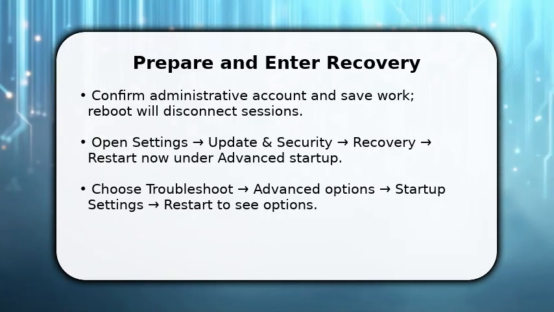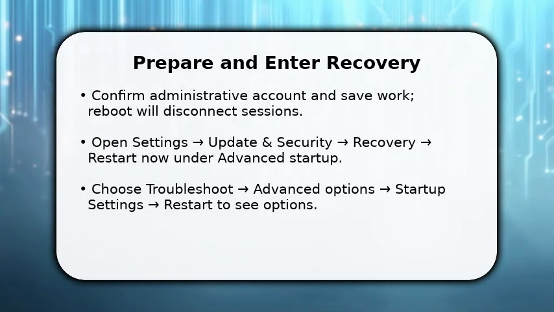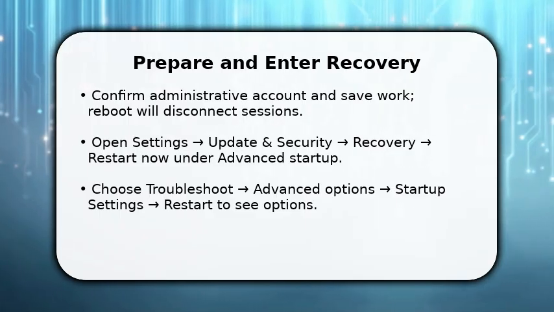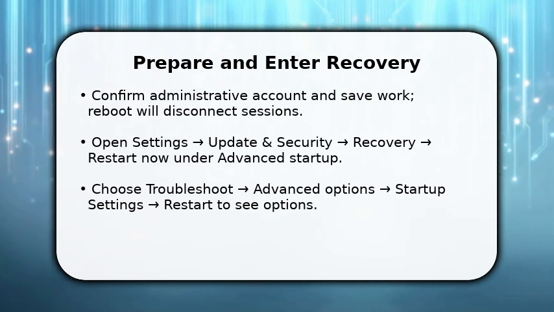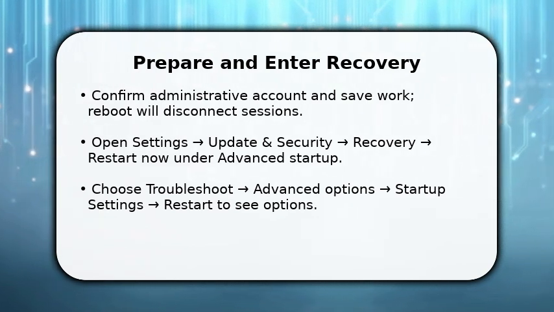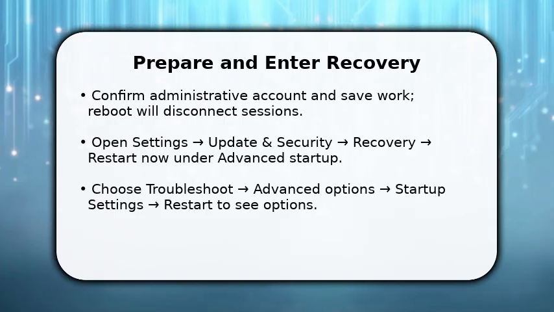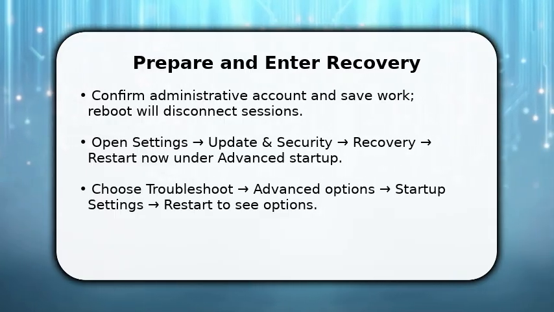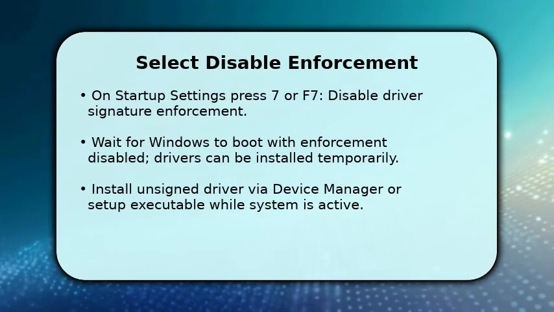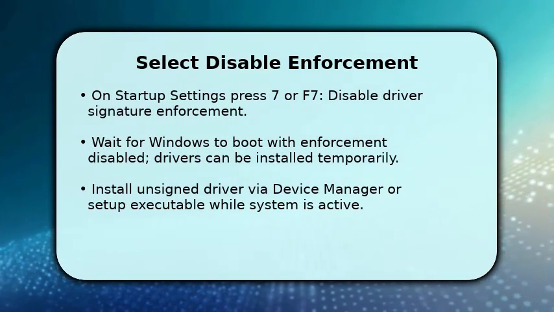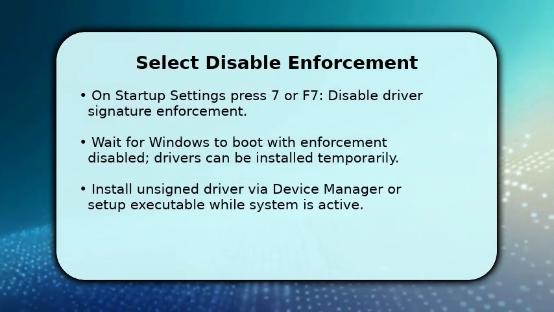This sequence places Windows into the mode that allows you to change driver enforcement options. Make sure the machine is plugged in before proceeding. When the system restarts into startup settings, look for the option labeled Disable Driver Signature Enforcement and press 7 or F7. You'll boot into Windows with signature checks turned off for this session only. That's why you must install your unsigned driver now.